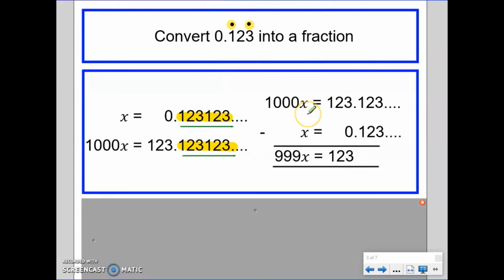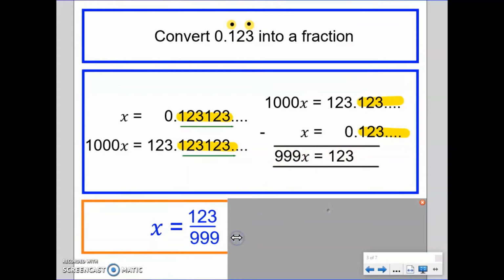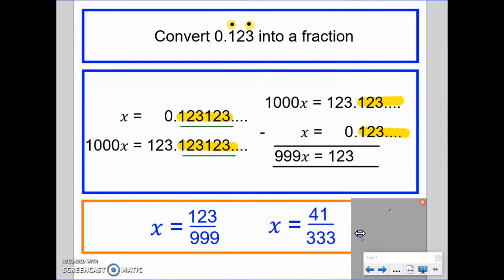So now I can go ahead and do my subtract in order to find my fraction. 1000x take away an x is going to give me 999 x's. Because the tail of these decimals now match up, when they subtract, they'll be removed. So I'm left with 123 take away 0, which is 123. Then I divide both sides by 999, which is going to give me 123 over 999. And as always with fractions, if we can simplify the fraction, we would go ahead and simplify the fraction.